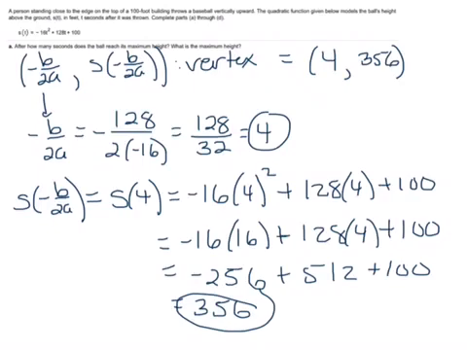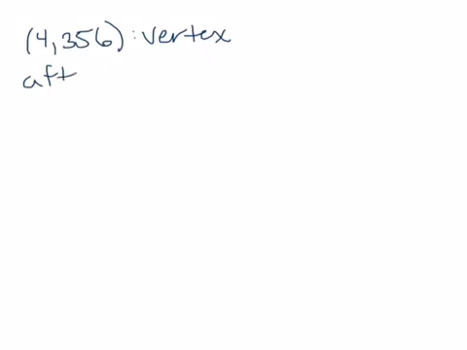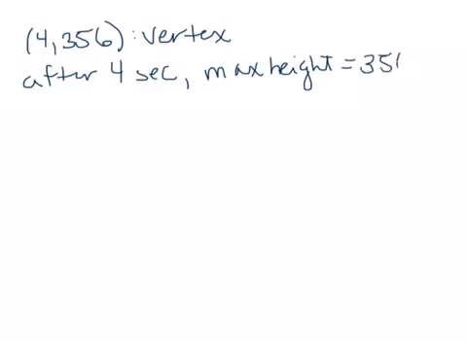Okay, all right, let's go to the next page and sort of analyze this a little bit. So we have the vertex (4, 356). And what that means is after 4 seconds, we've reached our maximum height, and that is 356 feet. Okay, and there's the end of part A.